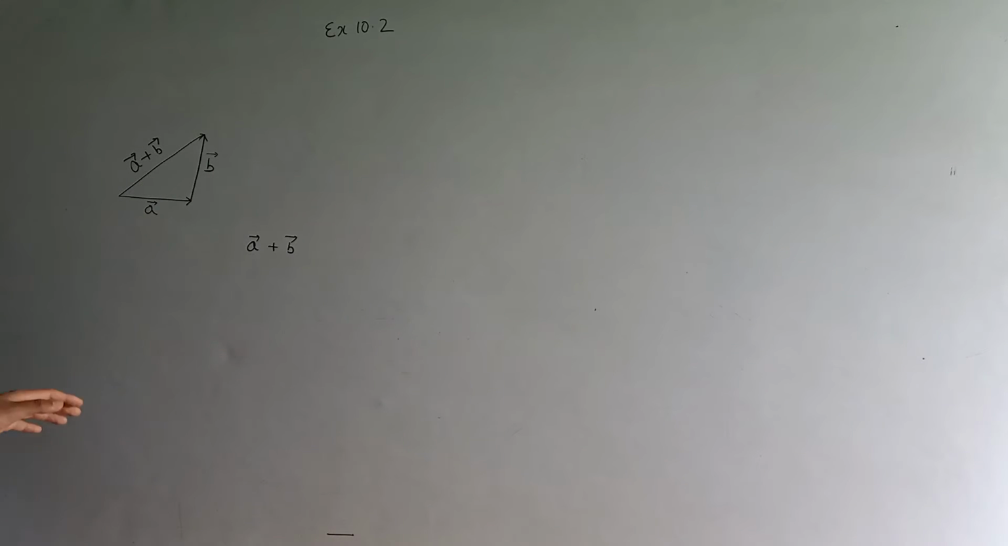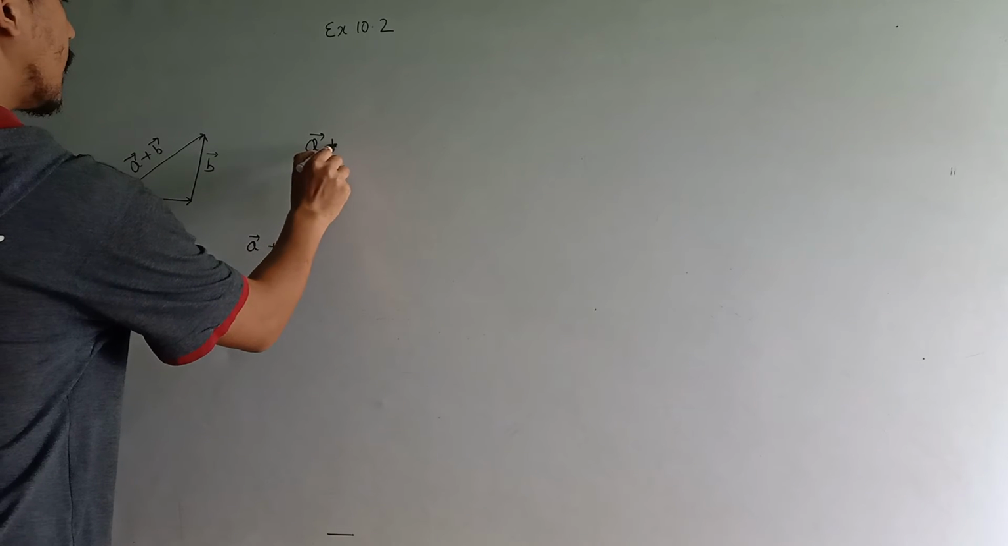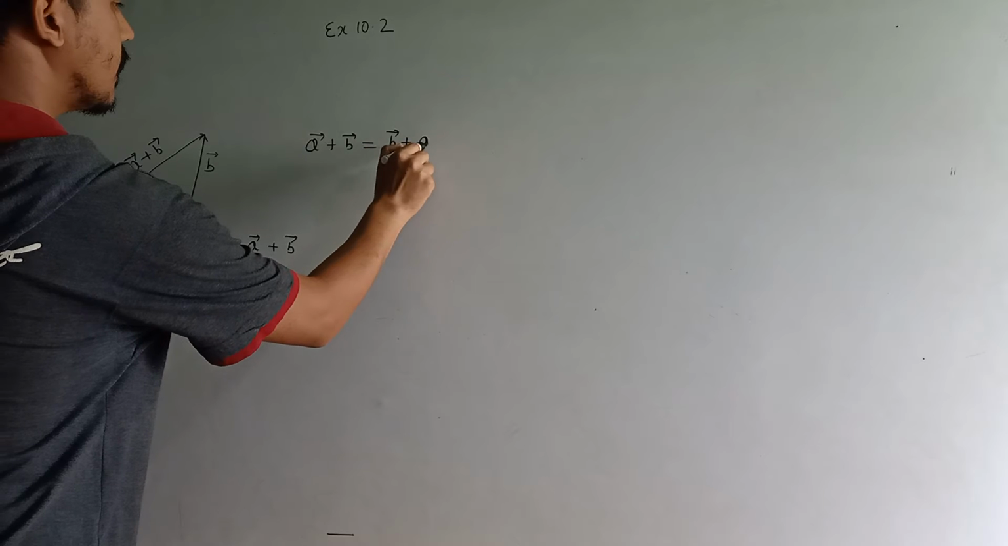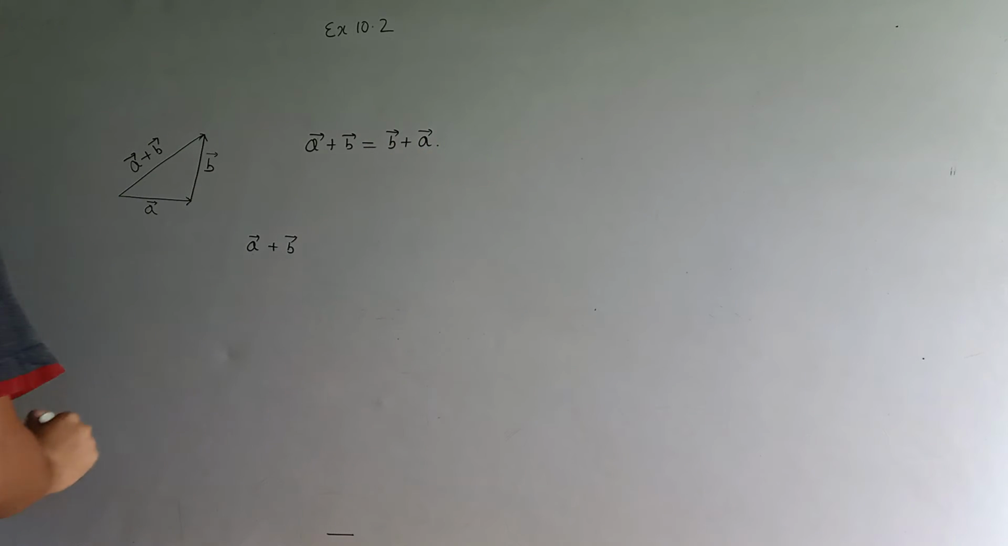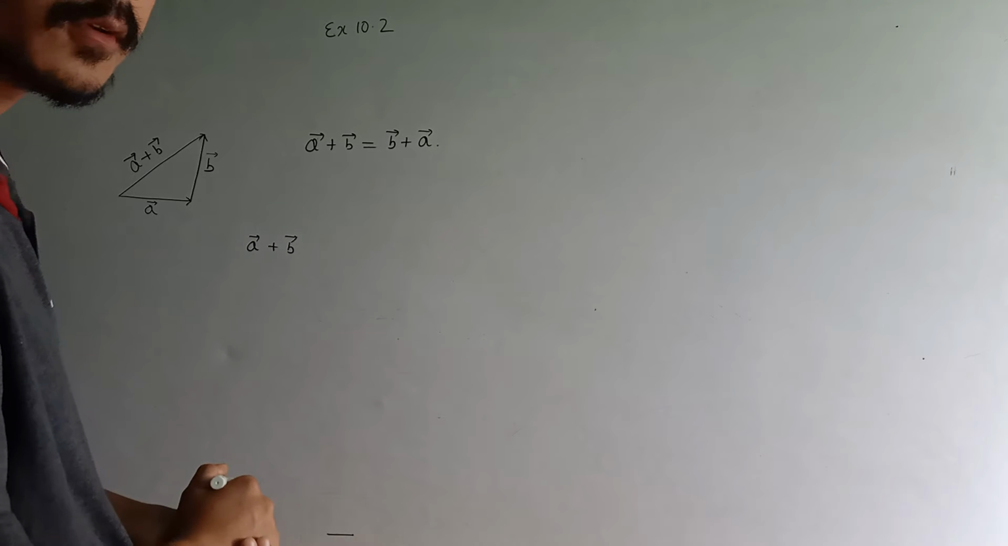And the triangular law of addition of vectors satisfies the commutative property. It means vector a plus vector b is always equal to vector b plus vector a. So it satisfies the commutative property of addition. Okay. We have another addition law known as the parallelogram law.